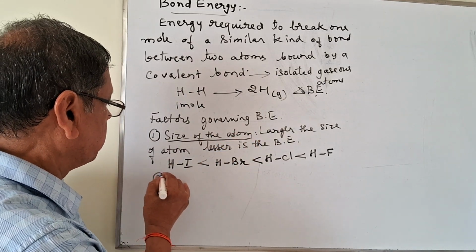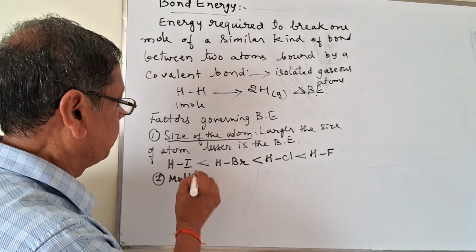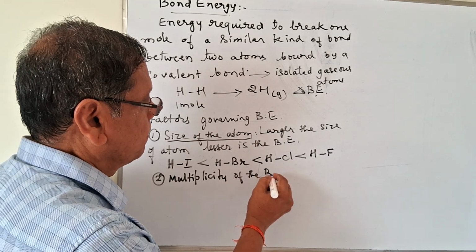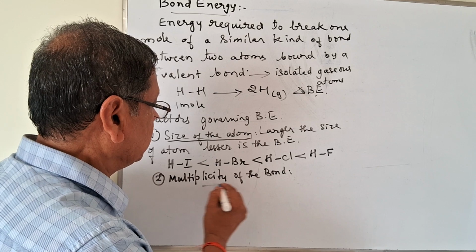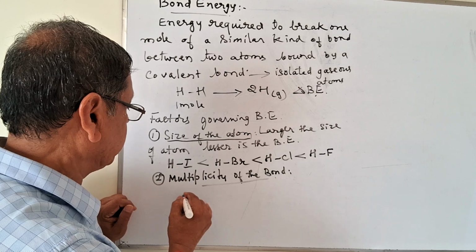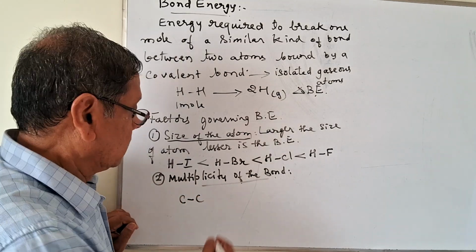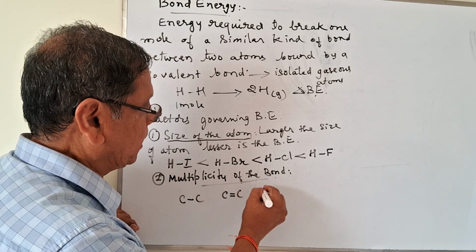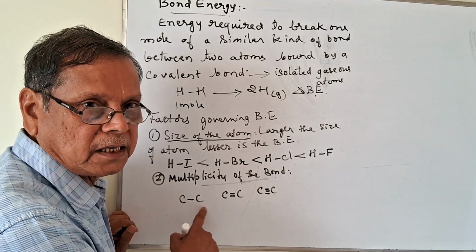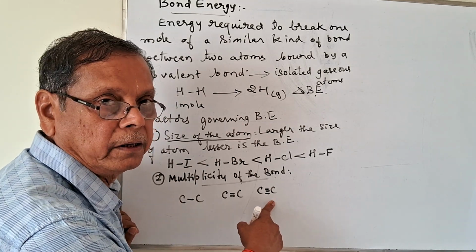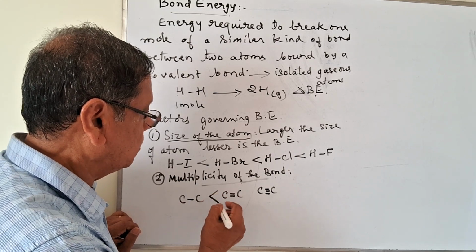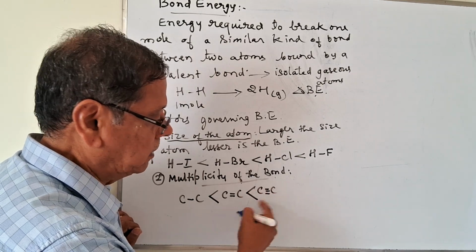The second one is multiplicity of the bond. Multiplicity of the bond is nothing but the number of bonds between the similar atoms. Suppose I take this carbon-carbon single bond, comparing to carbon-carbon double bond, comparing to carbon-carbon triple bond. When you consider this carbon-carbon single bond, it is larger in size as compared to double bond, as compared to triple bond. That's why the energy required to break the carbon-carbon single bond is lesser as compared to the double bond, as compared to the triple bond.